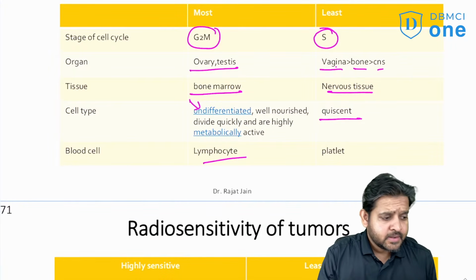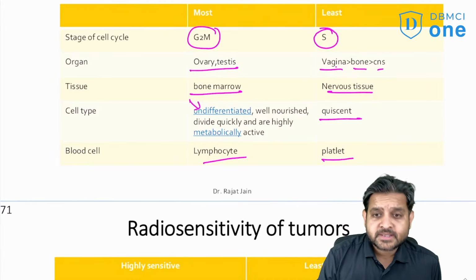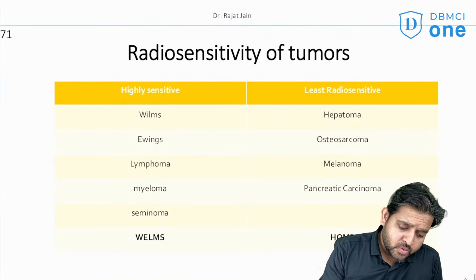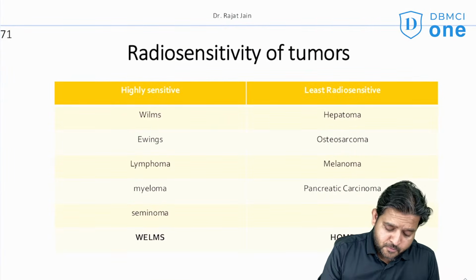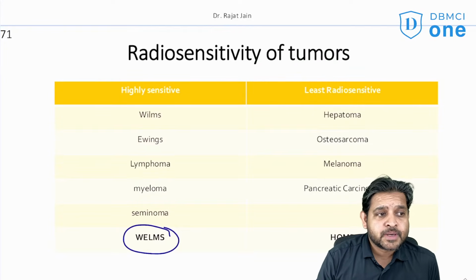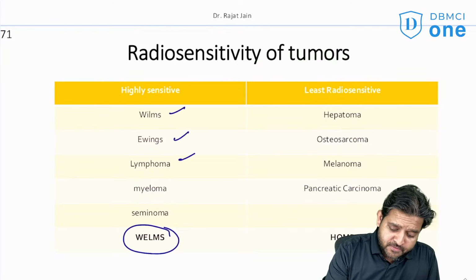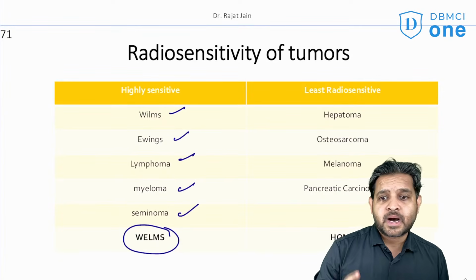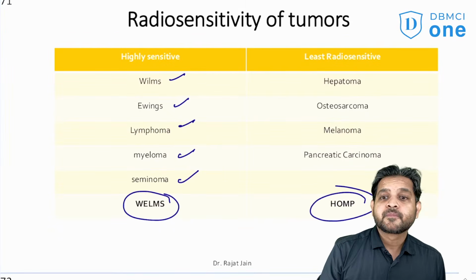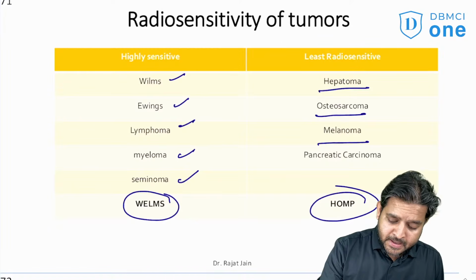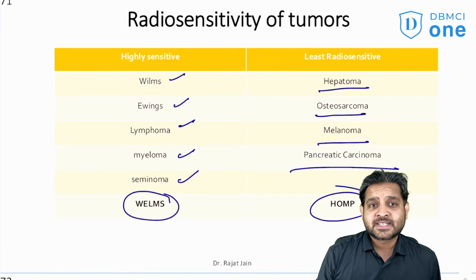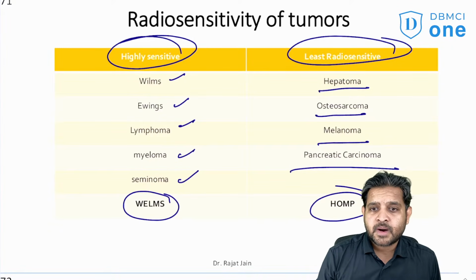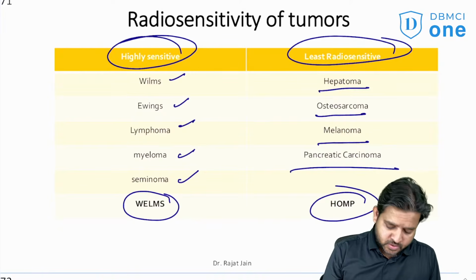Okay. Blood cells: lymphocytes are most, platelets are least. Now, in terms of tumors, WELMS is highly sensitive. But what is the full form of WELMS? Wilms, Ewing's, lymphoma, myeloma and seminoma are highly sensitive. HOMP is hepatoma, osteosarcoma, melanoma and pancreatic carcinoma. These are least sensitive. Highly sensitive WELMS, least sensitive hepatoma, osteosarcoma, melanoma and pancreatic carcinoma.